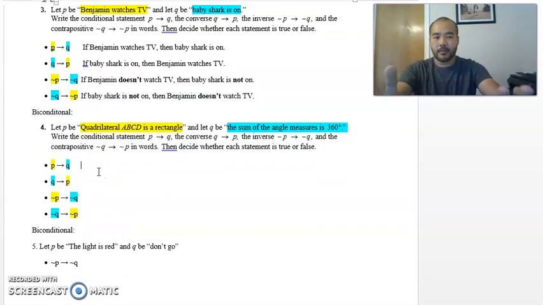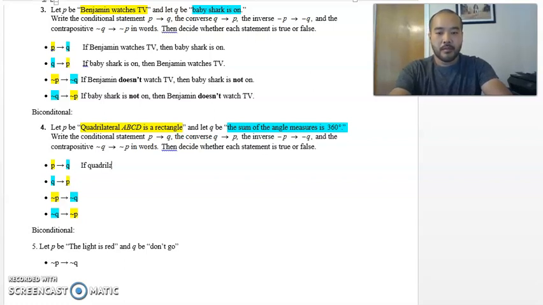So here's a math related one. Works the same. If quadrilateral ABCD is a rectangle, then the sum of the angle measures is 360 degrees.